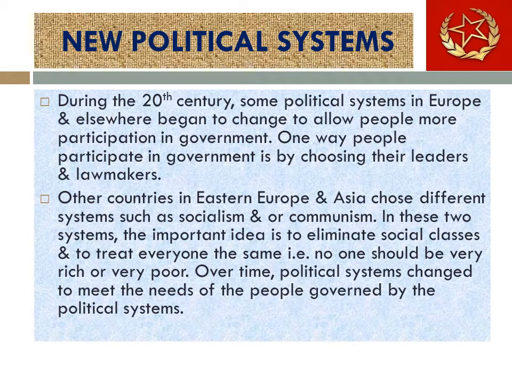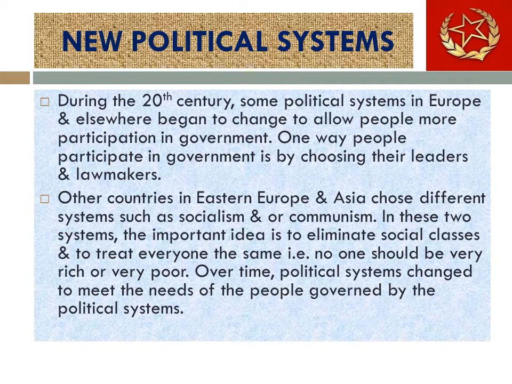In these two systems, the important idea is to eliminate, that is, to do away with the social classes, that is, the rich or the poor, and to treat everyone the same so that there won't be anybody who would be too rich or other people being too poor. Over time, political systems change to meet the needs of the people governed by the political systems.